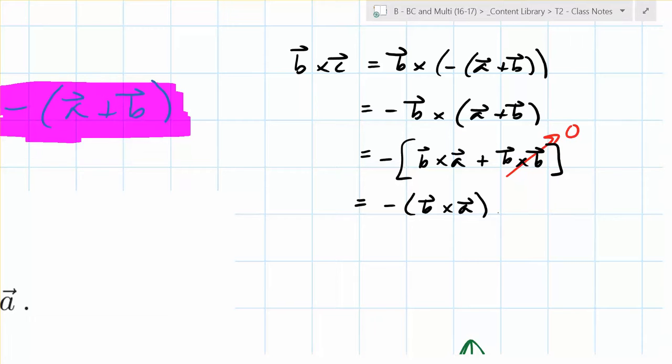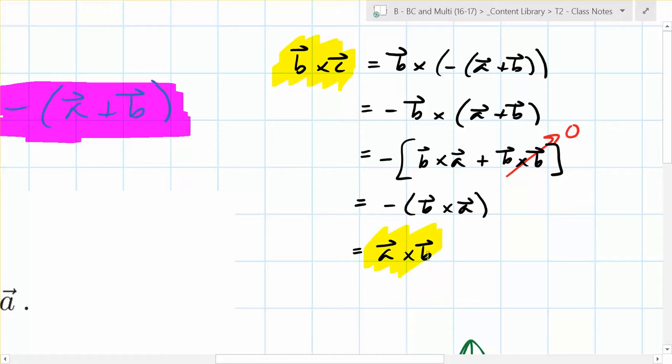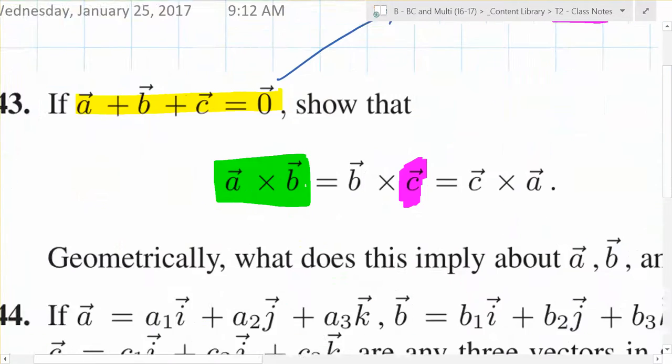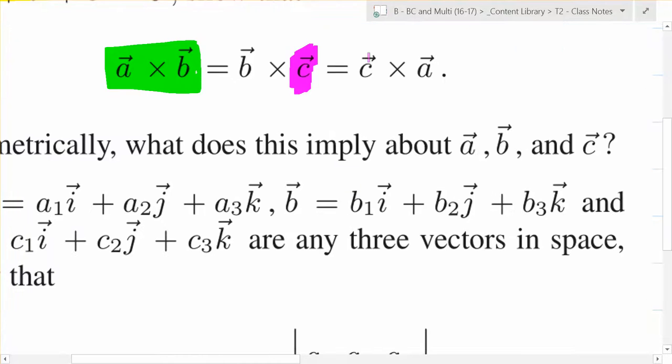But what does negative do? It flips the direction, but we know that we do that by changing the order of the cross product. So what does this actually equal? A cross B. So what have we now proven? We've proven that B cross C is equal to A cross B. And then what we do is we do the same thing where we plug that into the C right here.